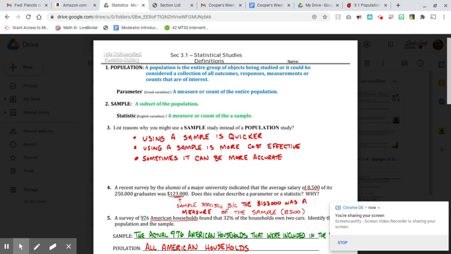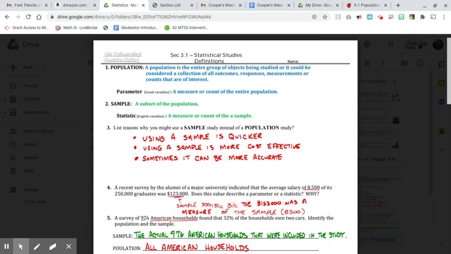Okay, so this is 9.1, population and sample. So, guys, today we're starting the statistics unit. The statistics unit has 4 sections. No worries on after these 4 days.